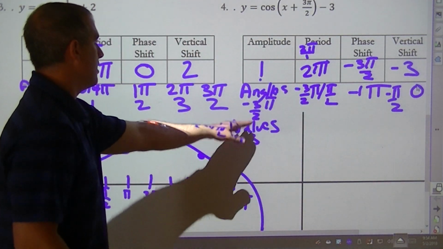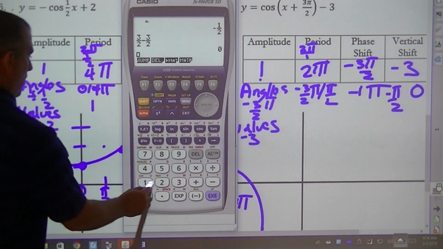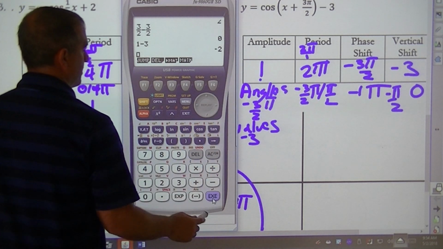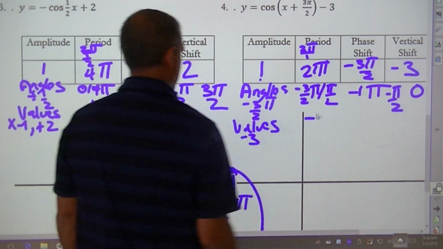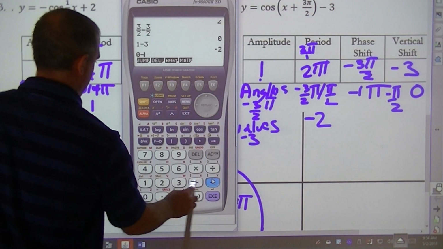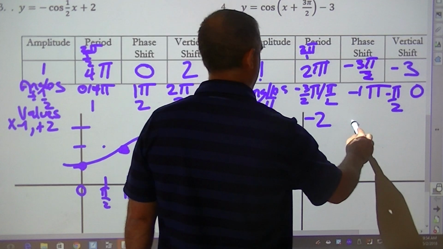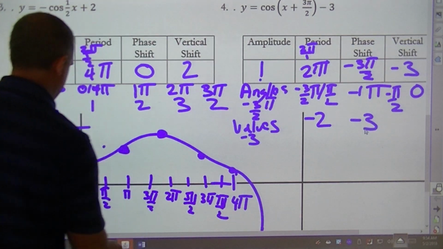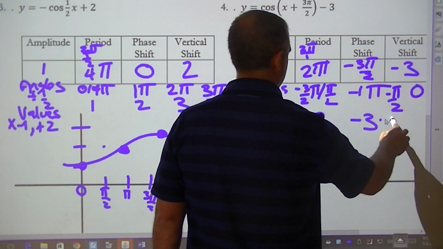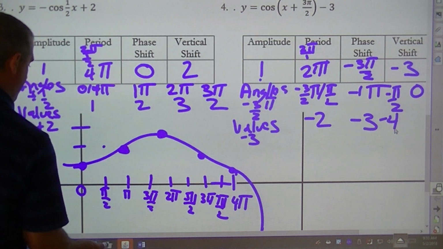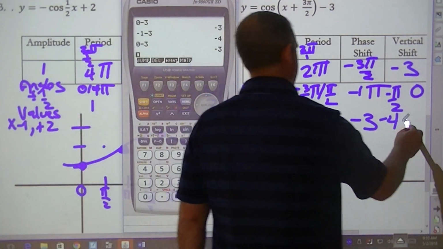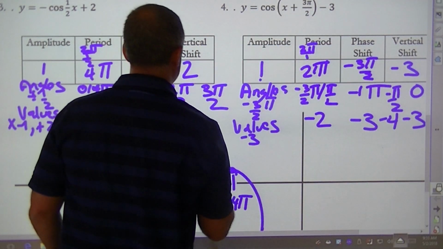Okay, my values, since I'm dealing with cosine, my first value is 1. 1 minus 3 is negative 2. Okay, and then I got 0. Minus 3 is negative 3. Okay. Then I got negative 1. Minus 3 is negative 4. And finishing with the same 0. 0 basically going to give you the same result each time. Negative 3.